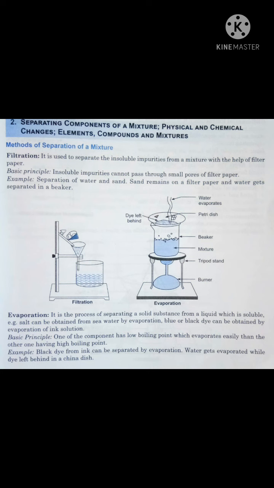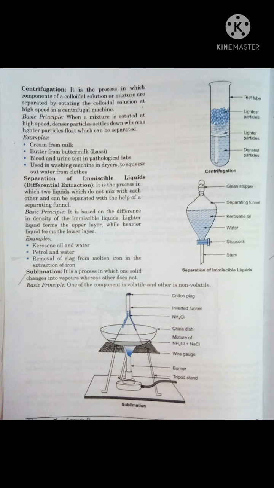Next is centrifugation. It is a process in which components of a colloidal solution or mixture are separated by rotating the colloidal solution at high speed in a centrifugal machine. So here density comes into play. Basic principle: when a mixture is rotated at high speed, the denser substance settles down, whereas the lighter particles float and can be separated. You can see the picture on the right hand side.